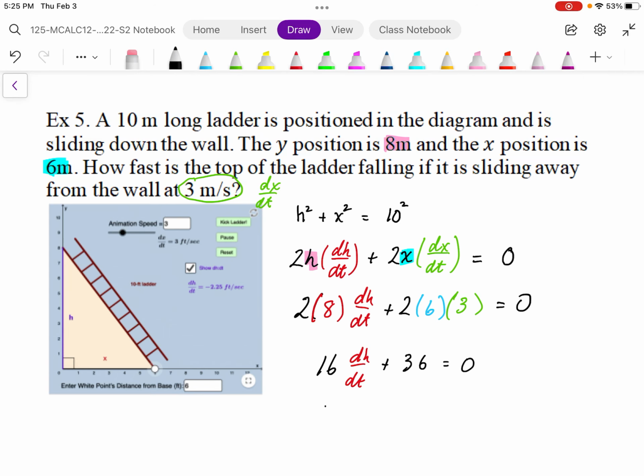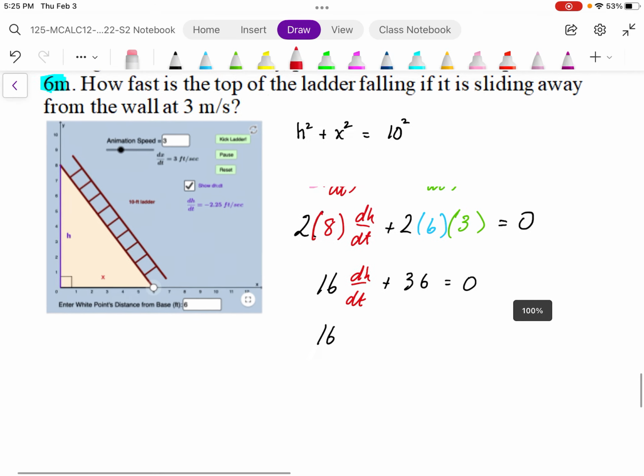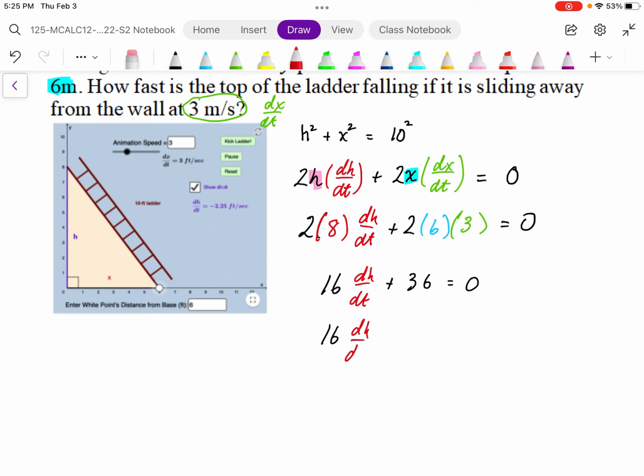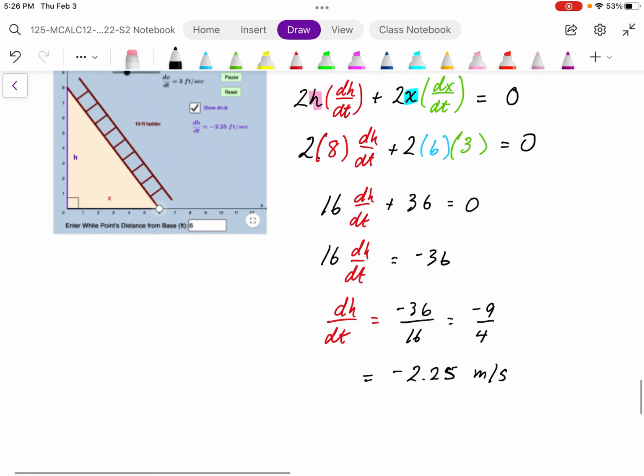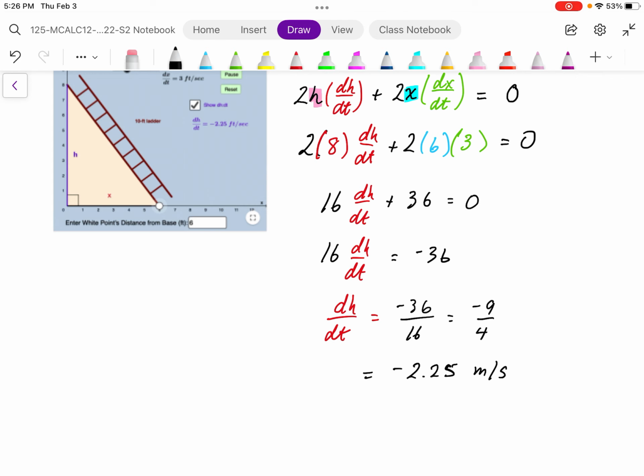Solving this equation, I'm going to end up with 16 times dh by dt is equal to negative 36. Okay, and then solving for dh by dt, that works out to be negative 36 over 16. That's got a common factor of, it looks like 4, so that simplifies to negative 9 over 4. So that works out to be negative 2.25, and that's going to be meters per second. So it's falling at a rate of negative 2.25 meters per second. And that's pretty close to the value that we saw on the animation as well.